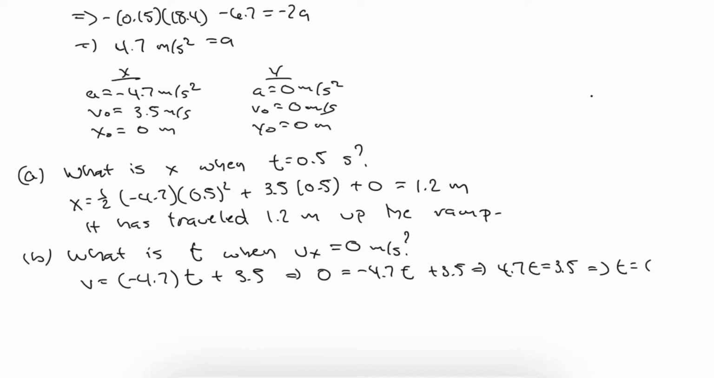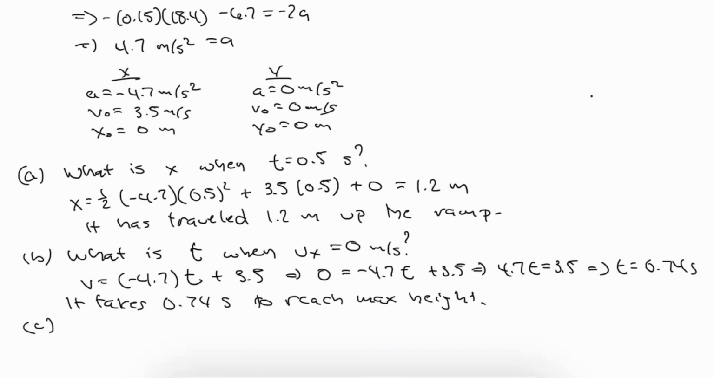And in our case, the time is 0.74 seconds. And so it takes 0.74 seconds to come to a stop, which is to say, to reach its maximum height. And so in part C, it asks for what is this maximum height. Now, it's not really clear what they're asking for, whether it's along the ramp or vertically, but we're going to go ahead and find both just so that you can see.